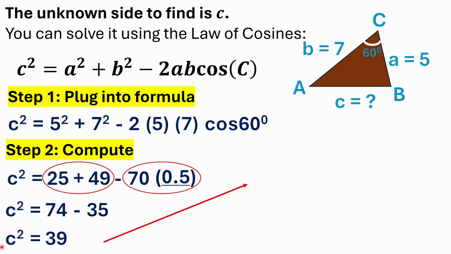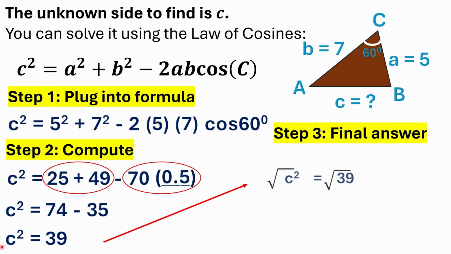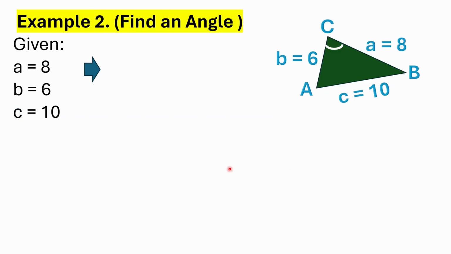74 minus 35 equals 39. And then the next step is to simplify. Let's have the final answer. To find the value of c, we square root both sides. So now we have the square root of c squared equals c, and the square root of 39 is approximately 6.24. Therefore, our side c measures approximately 6.24.